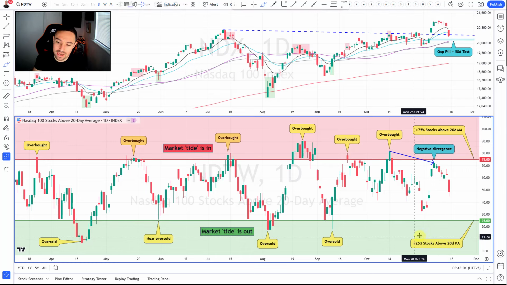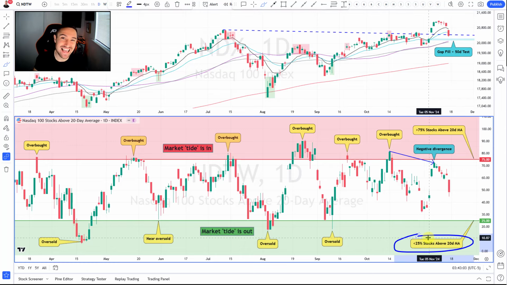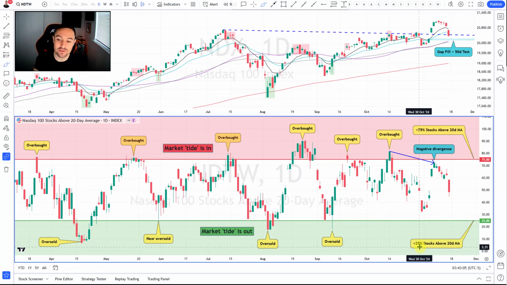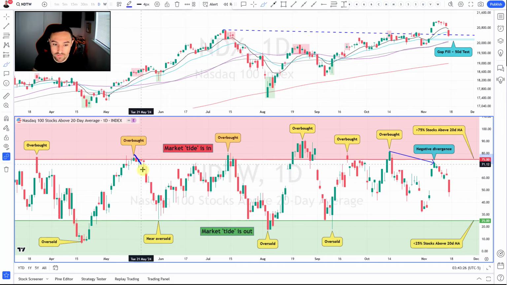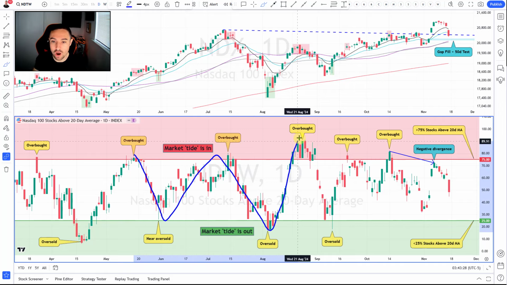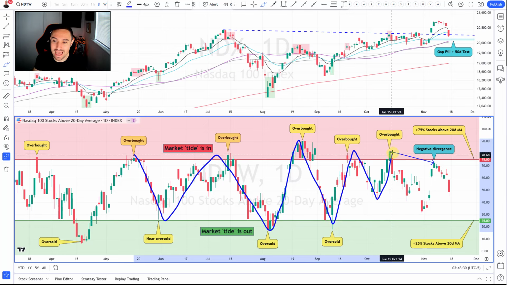What it means when you have an oversold reading is that less than 25% of stocks in the NASDAQ 100 are above their 20-day moving average. So overbought is greater than 75% of stocks in the NASDAQ 100 above their 20-day moving average, and oversold is less than 25%. So that is the percentage scaling over here on the right explained. That's how these overbought and oversold readings are registering as the market ebbs and flows.